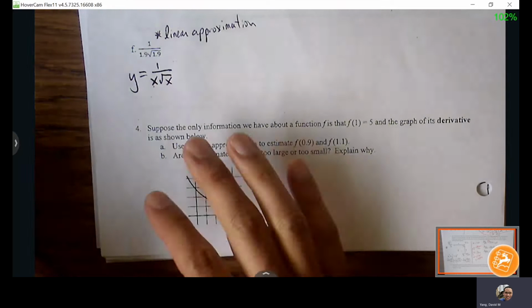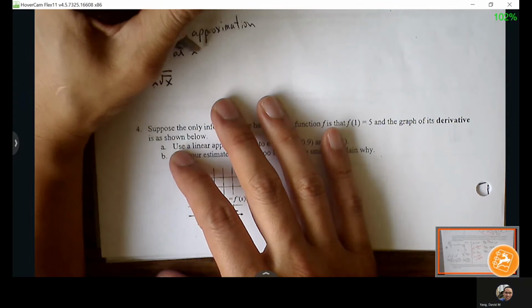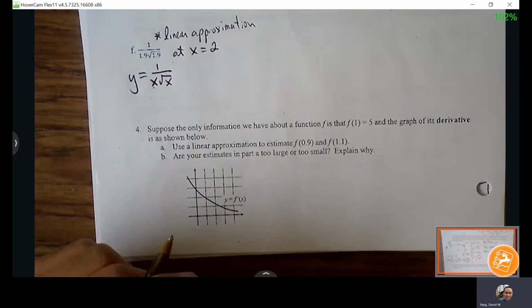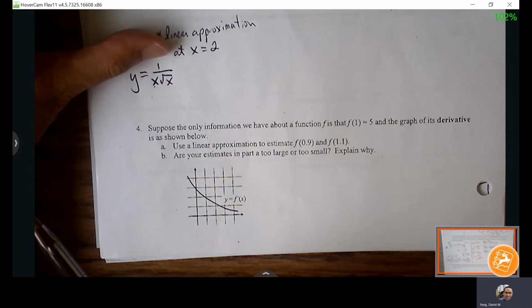We also want to choose the closest whole number value to use. X equals 2. So just from this information, we're going to find our ordered pair, find the derivative, find the slope, point slope form.